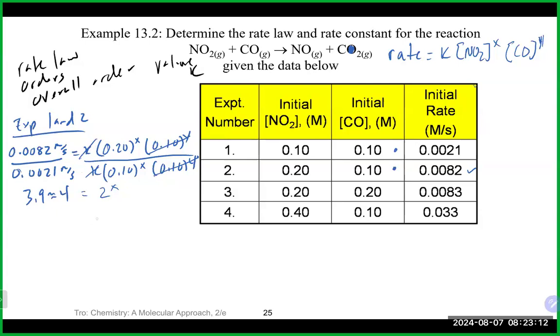Again, in this case, I'm going to round it. It's close to 4. And that means that in this case, X would equal 2. Any questions on that there?